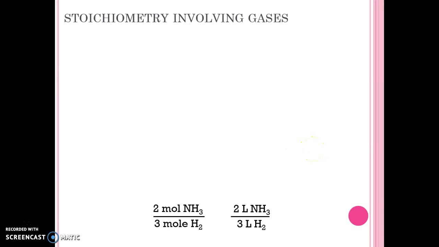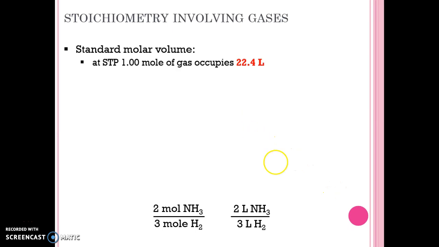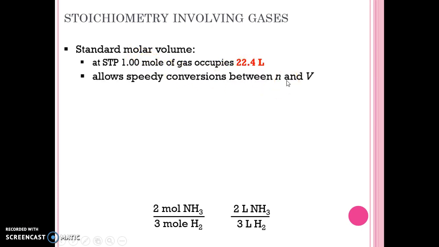So in order to do this kind of stuff, you have to have an actual chemical equation that involves gases. The first idea is making use of the standard molar volume. You learned that at STP conditions, 1 mole of gas will occupy 22.4 liters. So at STP, here is a relationship that lets us get back and forth between moles and volume. We're going to use that to our advantage.